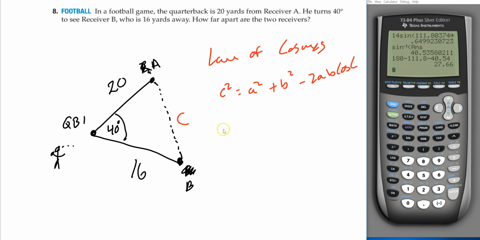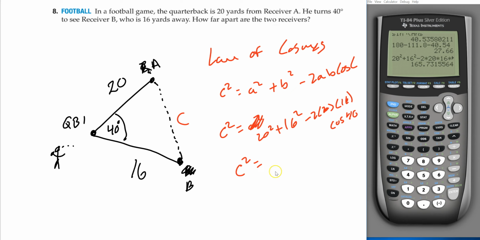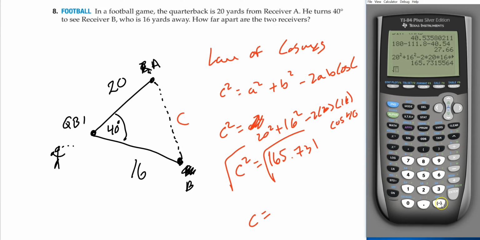You just kind of plug it all in. C squared equals A squared. That would be 20 squared plus 16 squared minus 2 times 20 times 16 times cosine of 40. Again, that just all goes into your calculator. Plug it all in, you get C squared equals 165.731. Now again, notice it's C squared, so you get square root that. And C equals square root of that, square root, answer 12.87.